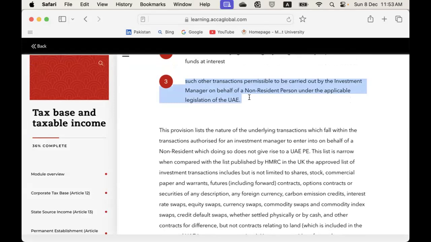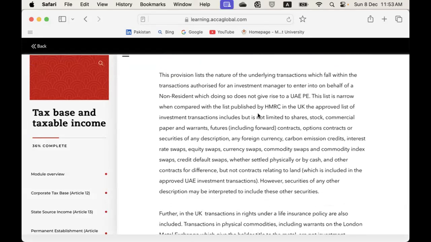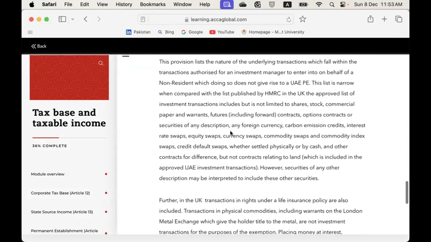And what I just shared with you is a reference to that legislation. So what are the things that the investment manager, for example, can perform? Those activities may not be only the first two types mentioned up there. They may be additional activities as well. The provision lists the nature of the underlying transactions which fall within the transactions authorized for an investment manager.